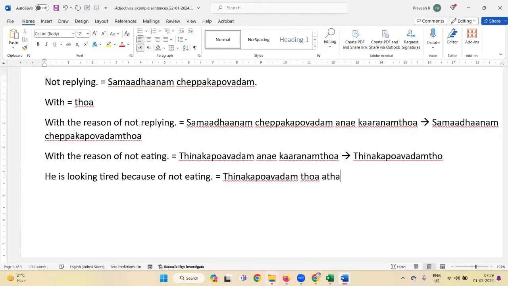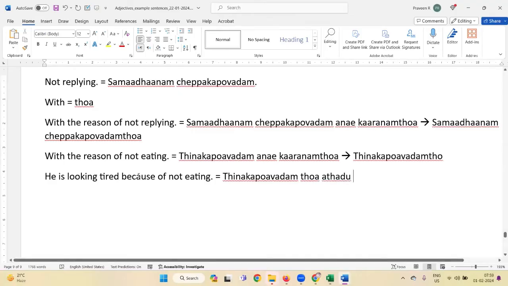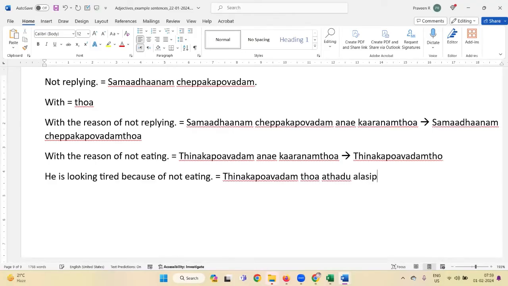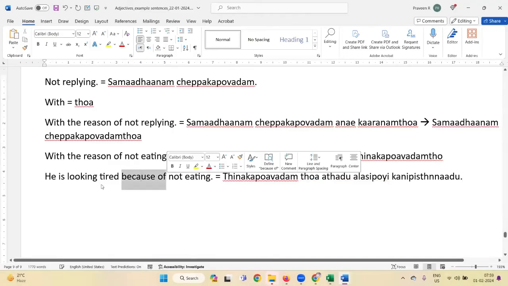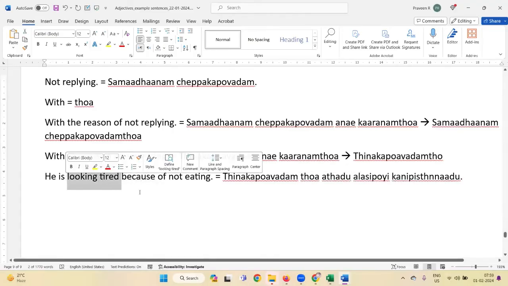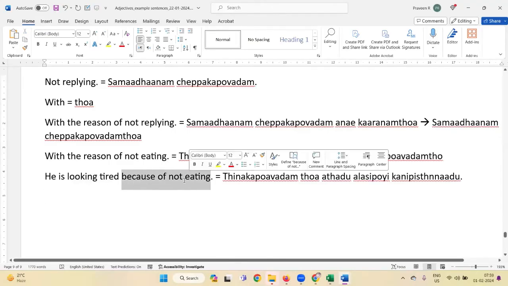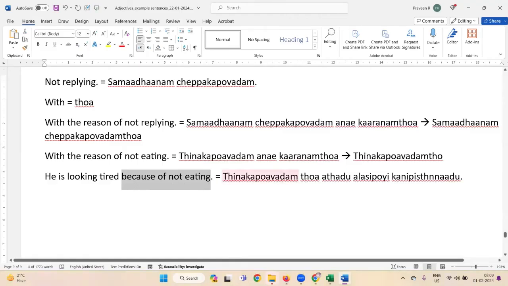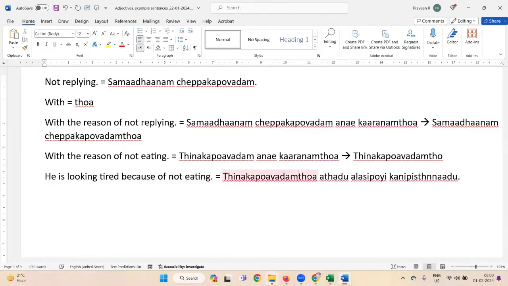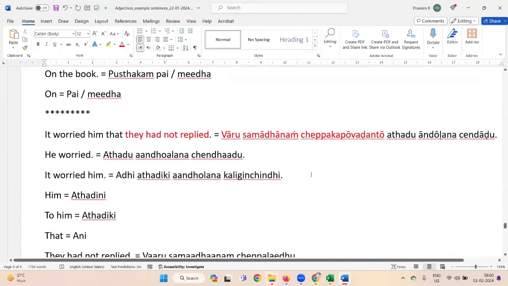తినకపోవడంతో అతను లుకింగ్ మీన్స్ కనిపిస్తున్నాడు. ఓకే. అలసిపోయి కనిపిస్తున్నాడు. Mainly you can focus on this one, but this one we'll discuss later, because a too complicated sentence will give some kind of confusion, but only focus on this one for now. Because of not eating, తినకపోవడంతో. Okay. So now let's go back here.